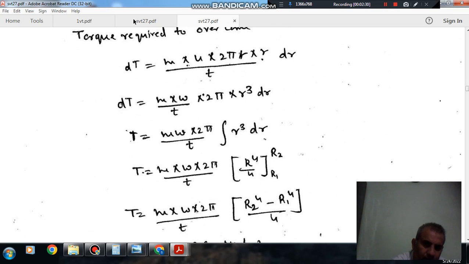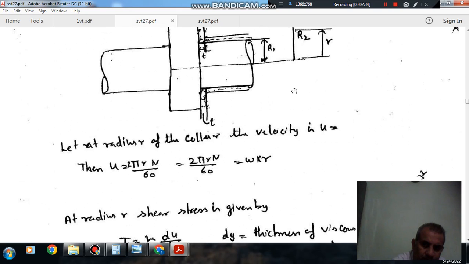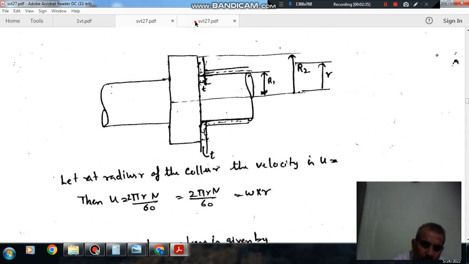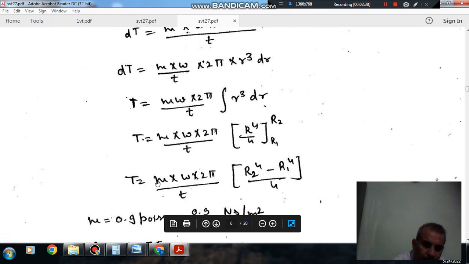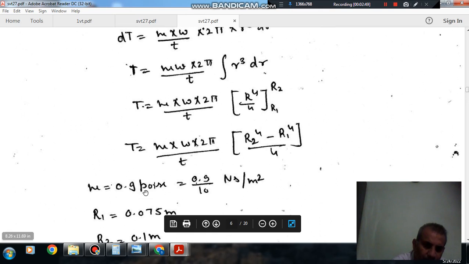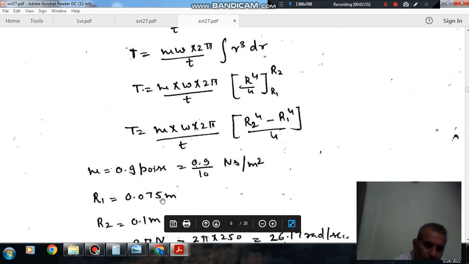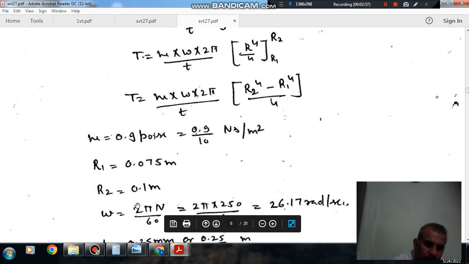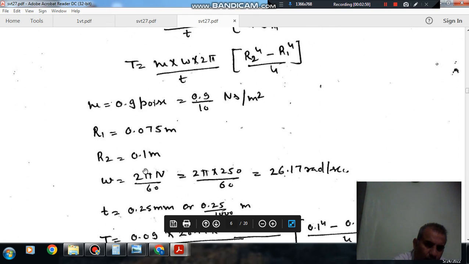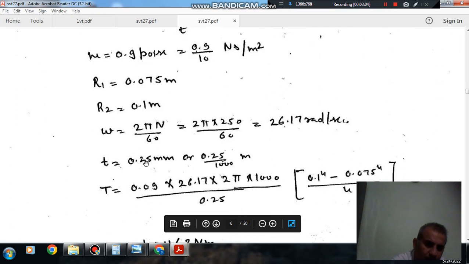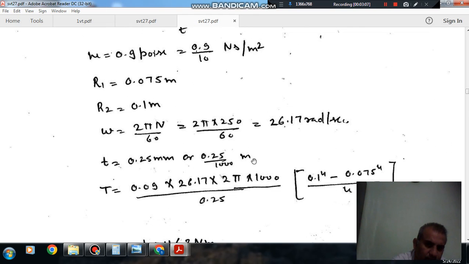If we put the limits, because radius is varying from r1 to r2, then T is equal to mu omega 2 pi by t into (r2 to the 4 minus r1 to the 4) by 4. Here mu is 0.9 poise or 0.9 by 10 Newton second per meter square. R1 is 0.075 meters. R2 is 0.1 meter. Omega is 2 pi n by 60, or 26.17 radian per second. And t is 0.25 mm or 0.25 by 1000 meters.